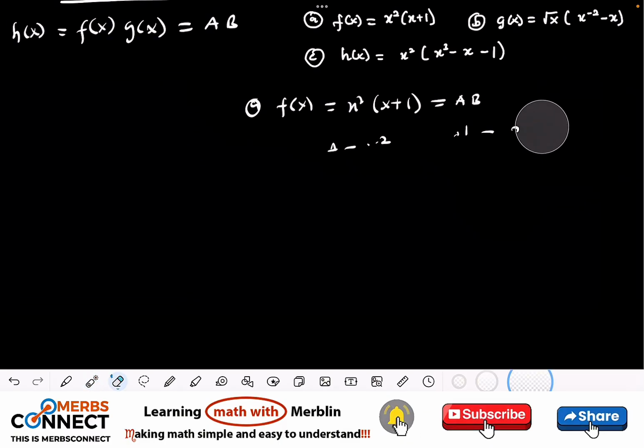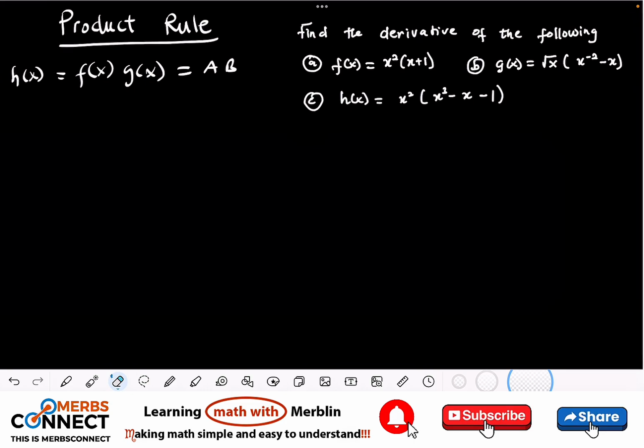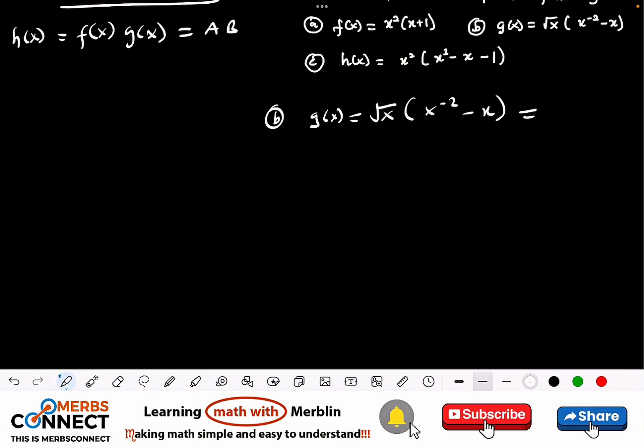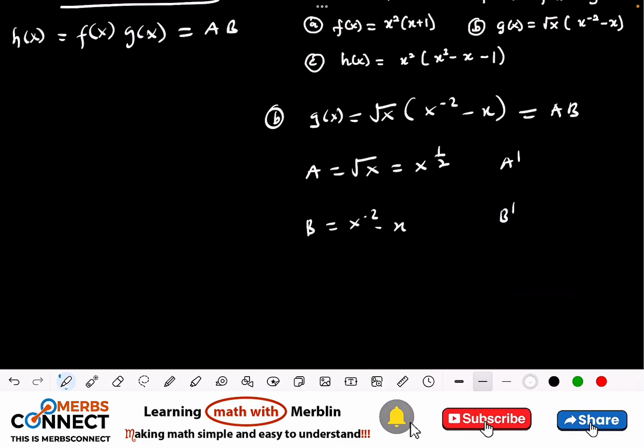Now let's look at B. You can also pause the video to try the B, then you come and confirm the results. So B, g of x is equal to root of x times (x to the power minus 2 minus x). So let's pick this one to be a, b. So what is a? A is the root of x, right? And then what is b? b is x to the power minus 2 minus x. But this a here can be written as x to the power 1 over 2. I need a prime, I need b prime.